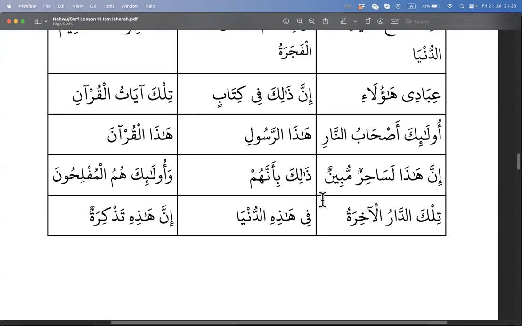Next one: Wa ulaika humul muflihun. Sentence. Good. Next one: Tilka darul akhirah. Fragment. Good. So tilka plus al. And what about ad-darul akhirah? What's the fragment here?